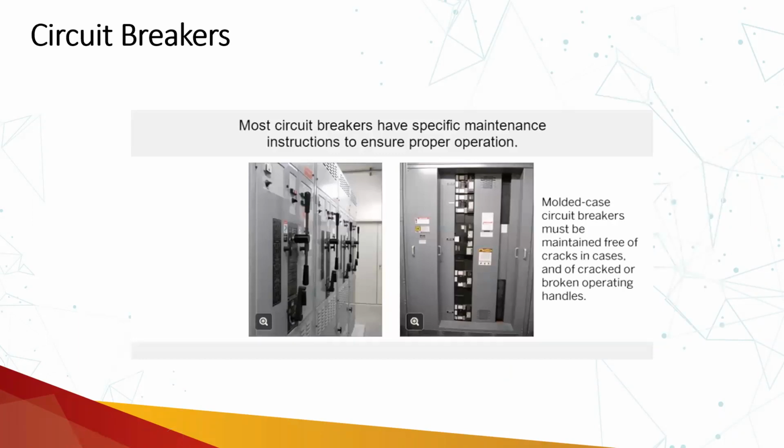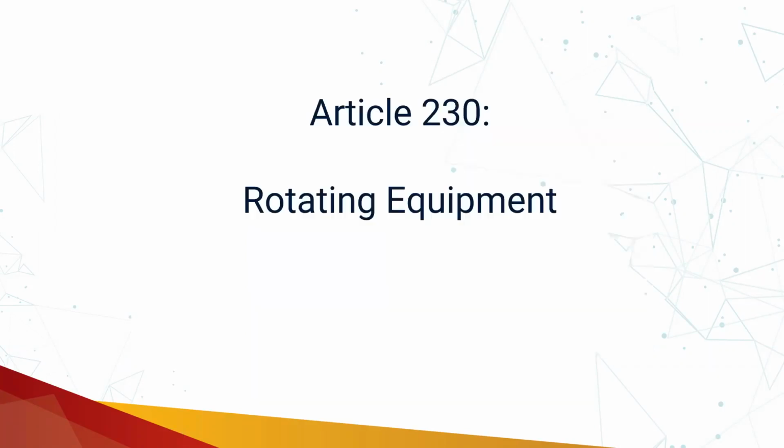Then it's about the circuit breaker. Most circuit breakers have specific maintenance instructions to ensure proper operation. The circuit breakers must be maintained free of cracks in cases and free of cracked or broken operating handles. So we are not allowed to use any broken handle for the operation of circuit breakers, and the circuit breaker itself needs to be maintained free of breaks and cracks.